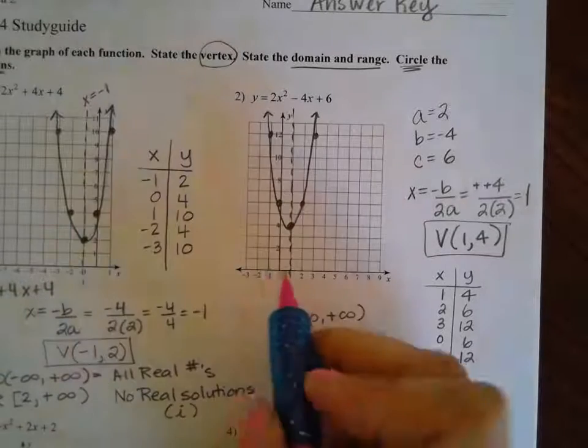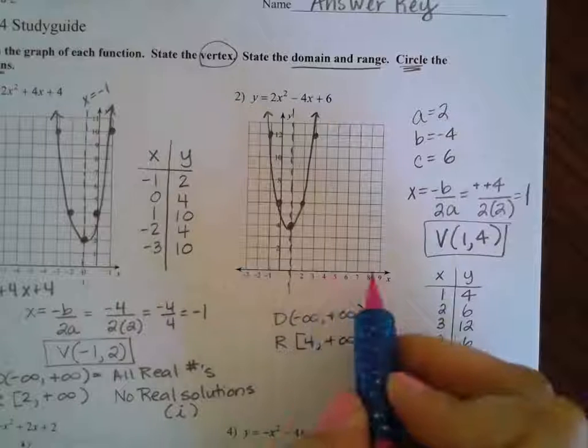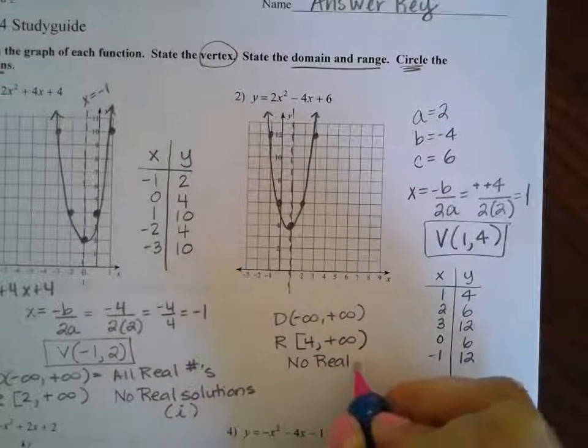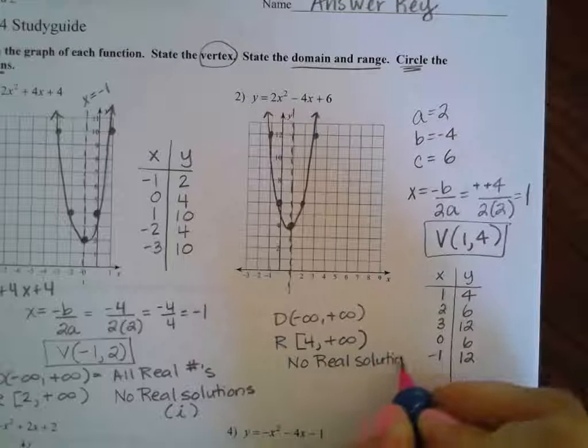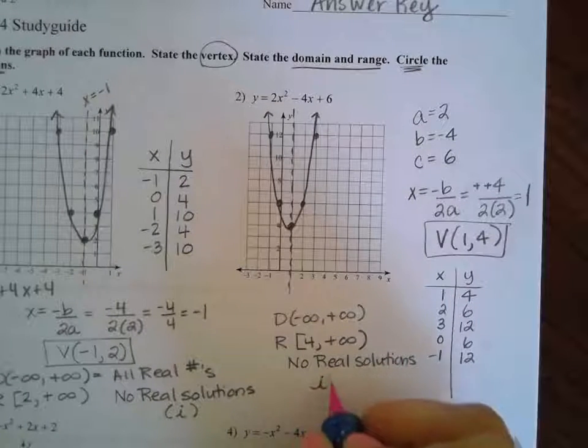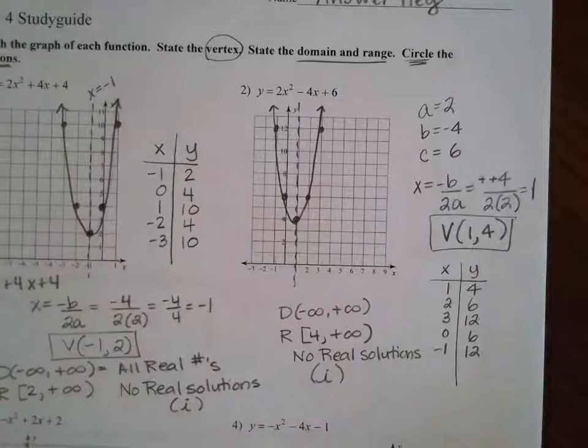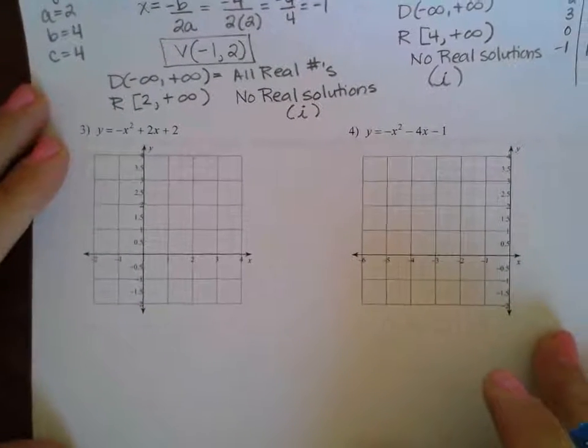Once again, circle the solutions. It doesn't touch the x-axis. So no real solutions. It's going to have imaginary solutions or complex solutions. Okay, so that's how you do number 2. Let's go on down to 3 and 4.